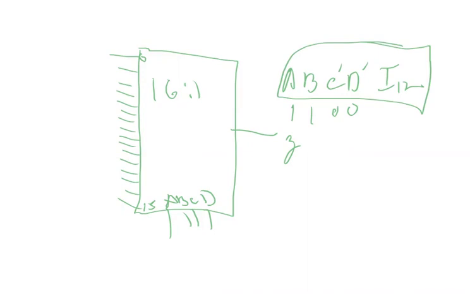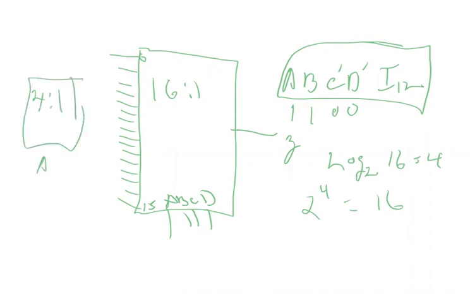Why did it need the C and D for the 16? Because you need 4 variables in order to select for one of 16, because log to the base 2 of 16 is equal to 4, because 2 to the 4 is equal to 16. So the 4 would just need A and B. Yeah, if you were just going to do a 4-to-1, you only need A and B.